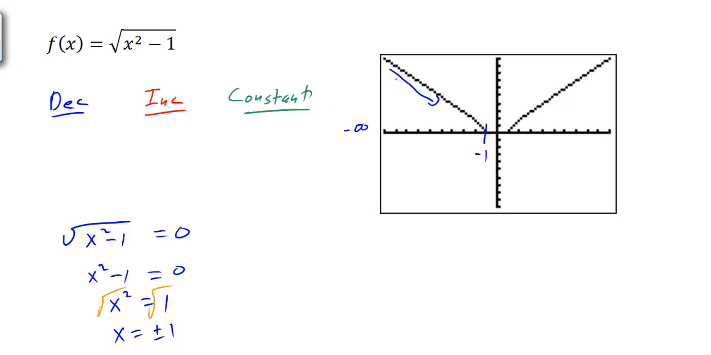So the graph is going to be decreasing from negative infinity all the way to a negative 1. And then our graph starts to increase, and again this point here would be at the positive 1. So it's going to increase from 1 all the way over to the right. It's going to keep going up to infinity. So it would be 1 to infinity.